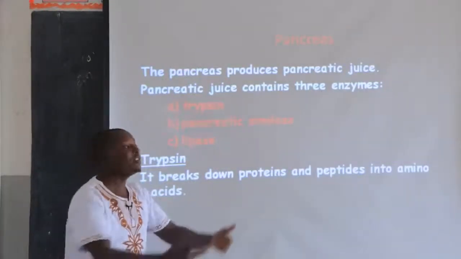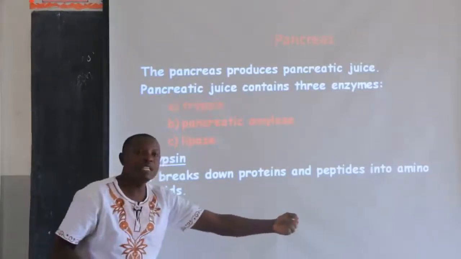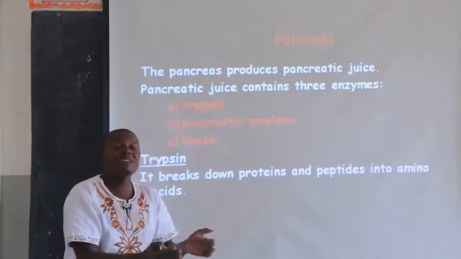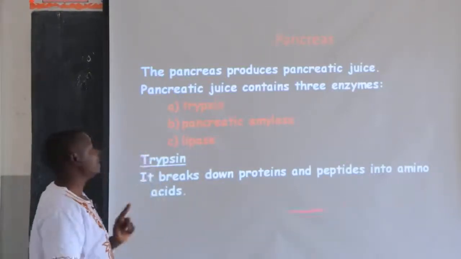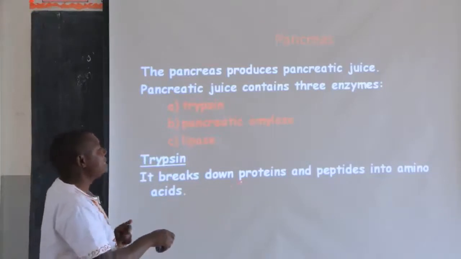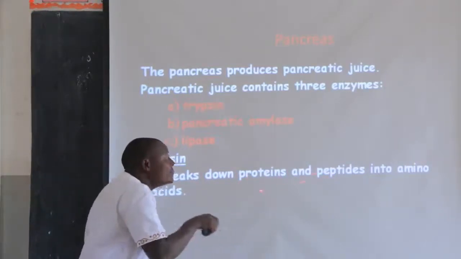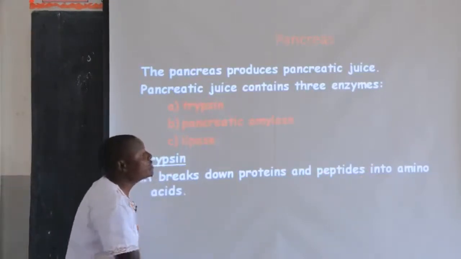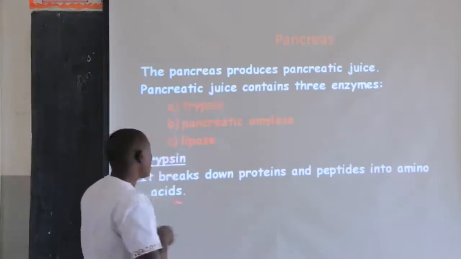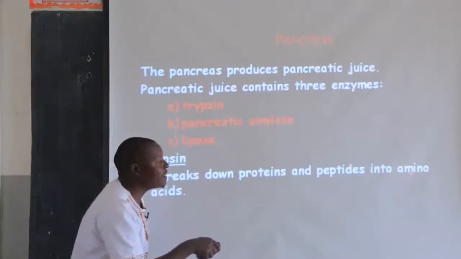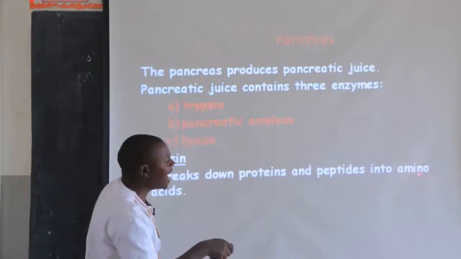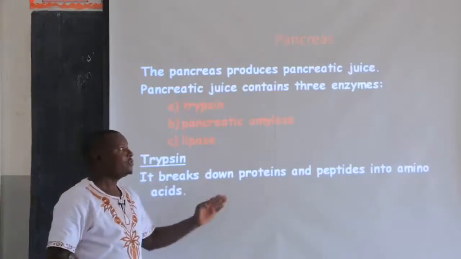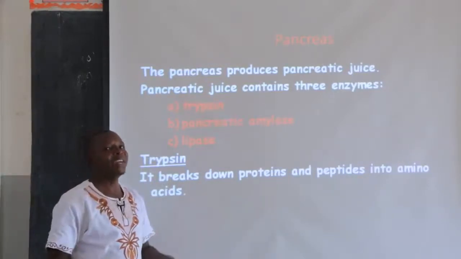Therefore, the food moves together with the peptides and they go to the duodenum. When they reach the duodenum, they will find trypsin that is going to break both of them and change them into a new food substance that we call amino acids. Spell amino together with me. A-M-I-N-O. Amino acids. I told you we shall find amino acids somewhere.